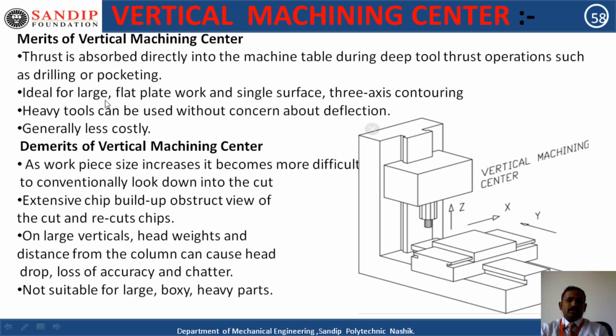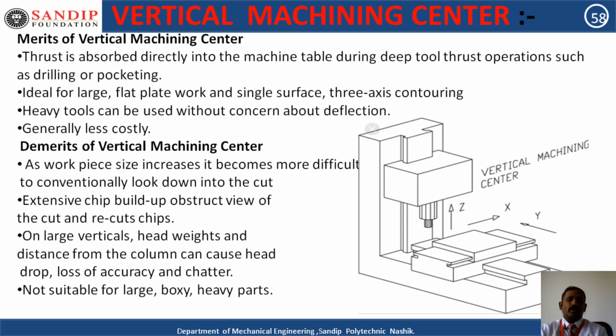Ideal for large flat plate work and single surface 3-axis contouring. Heavy loads can be used without concern about deflection. Generally less costly as compared to HMC. So disadvantage: as the workpiece size increases, it becomes more difficult to conveniently load, because in horizontal the flat surface is there, so it is required for large components, but in VMC that is for small components.